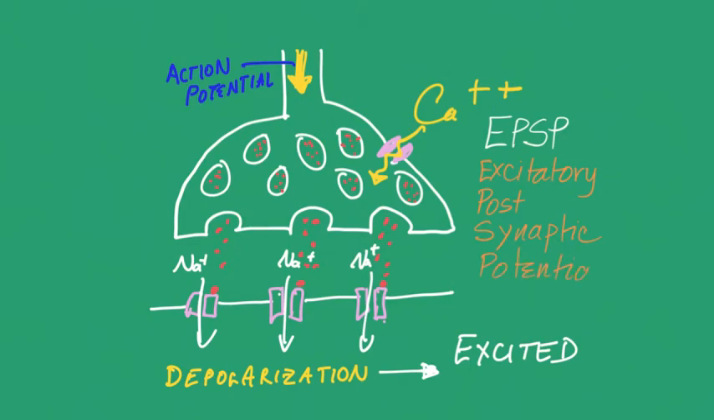There are many neurotransmitters that bring about EPSPs. Two important ones are adrenaline and glutamate.